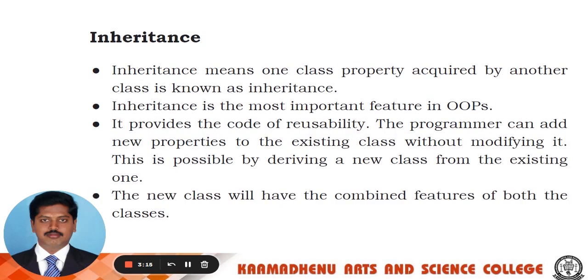Next, inheritance. Inheritance means the properties of one class being acquired by another class. It is the most important feature in OOPS. It provides code reusability. The programmer can add new properties to the existing class without modifying it. This is possible by deriving a new class from the existing one. The new class will have the combined features of both the classes.